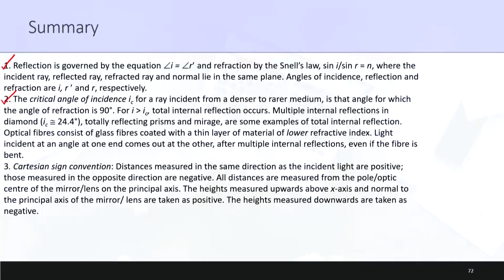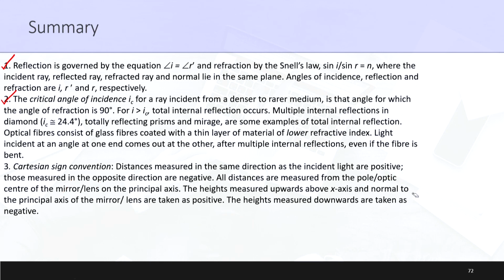Okay. Next is Cartesian sign convention. The major portion of this complete discussion of ray optics is that you just need to understand the Cartesian sign conventions. If you understand the Cartesian sign convention very correctly, 80 to 90% of the chapter is complete. Okay. So, Cartesian sign conventions: distances measured in the same direction as the incident ray are positive, those measured in the opposite direction are negative. All distances are measured from the pole or optic center on the principal axis. So, the pole for the mirror and the optic center for the lens.